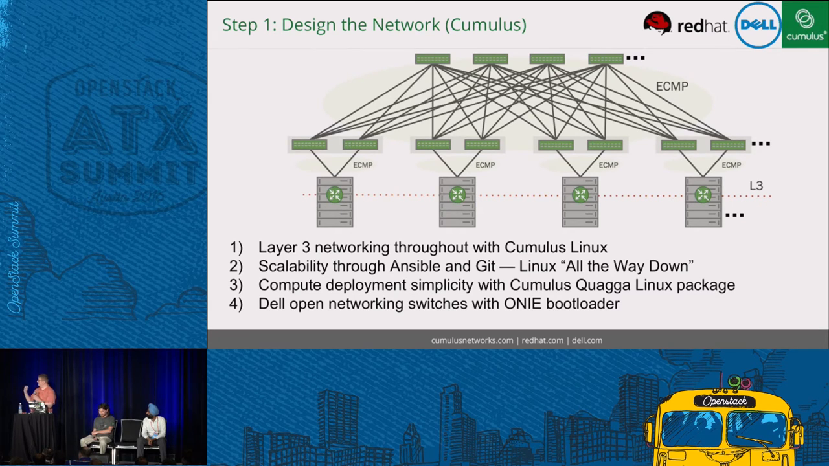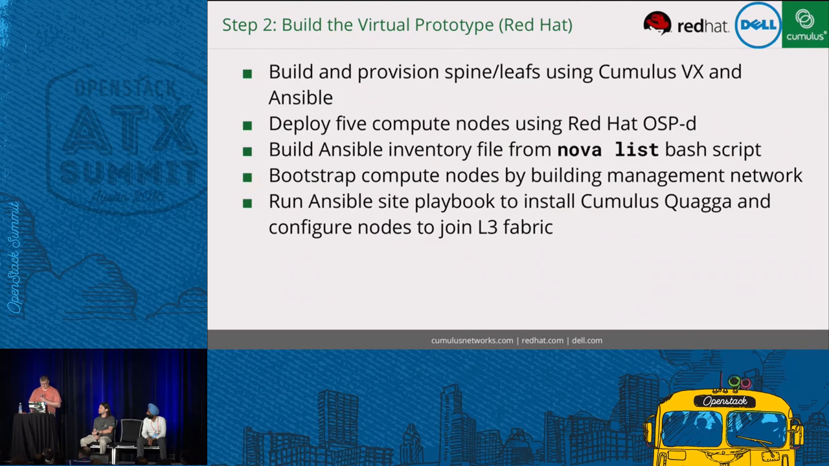We did have two spines and four leaf switches, again, all running Cumulus VX, and then a number of virtual machines running Red Hat OpenStack Platform. That helped us to be able to prototype the Ansible playbooks that we were going to end up using in the physical lab once we had access to it. Again, just being able to build up the inventories, that kind of thing.